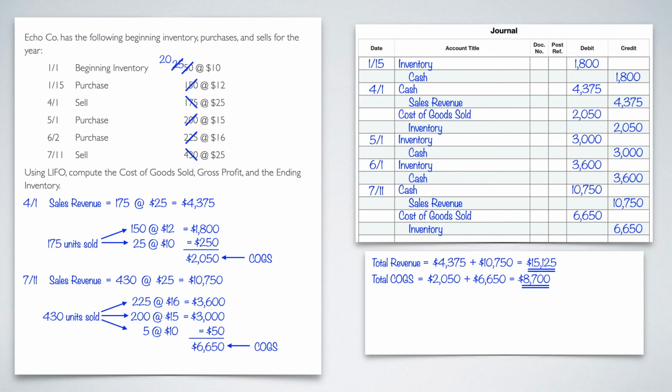All right, so now we're going to the gross profit. Gross profit is just simply the difference between those 2 numbers. Sales revenues minus COGS. So sales revenue, again, is 15,125. COGS is 8,700. And if I subtract the 2, that's going to give me a difference of 6,425. That is my gross profit. That is what I made on the sale alone.